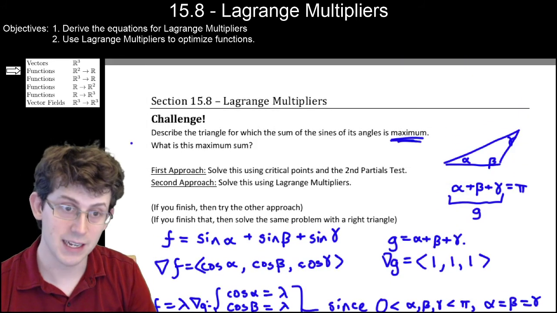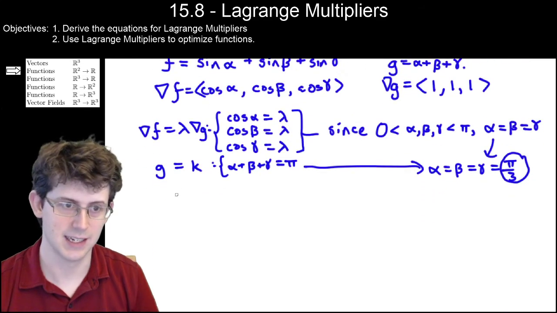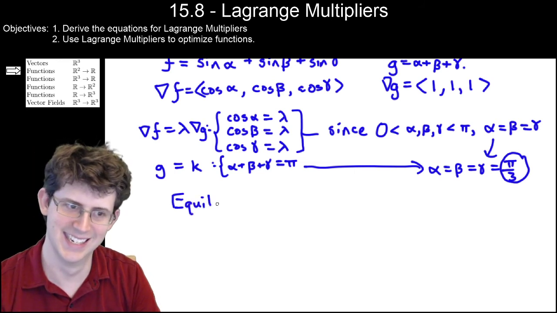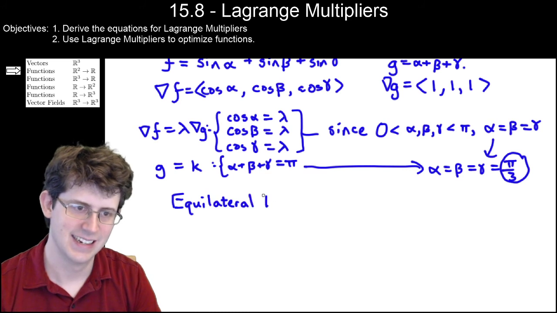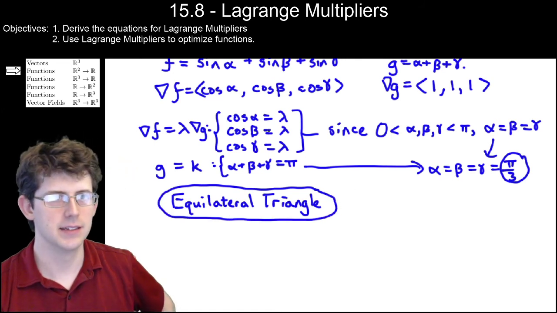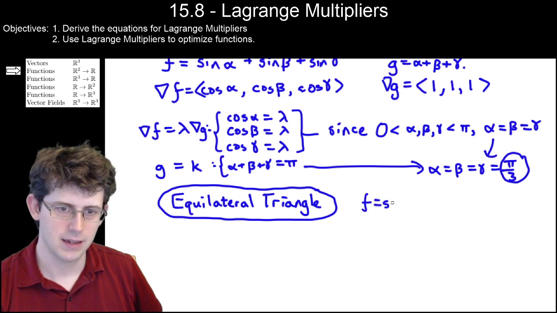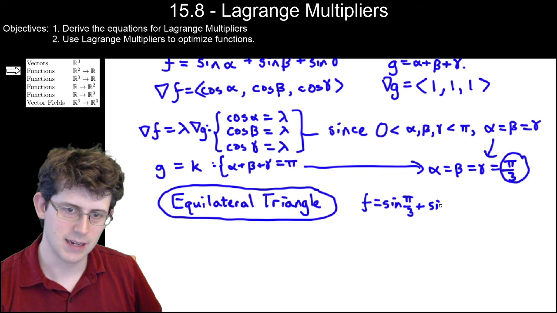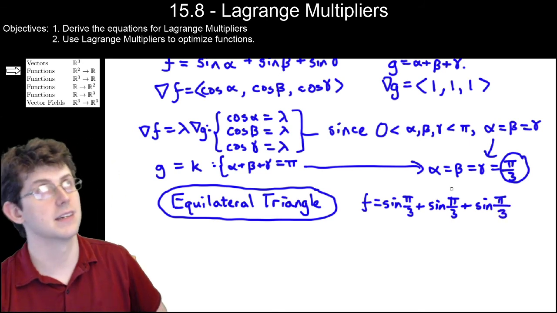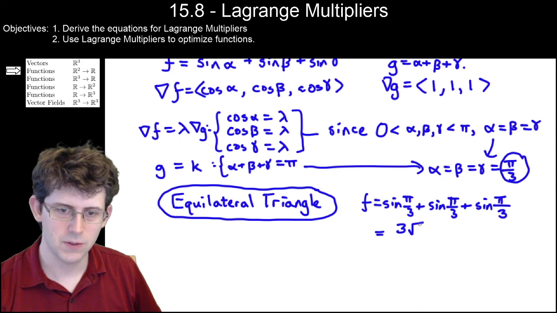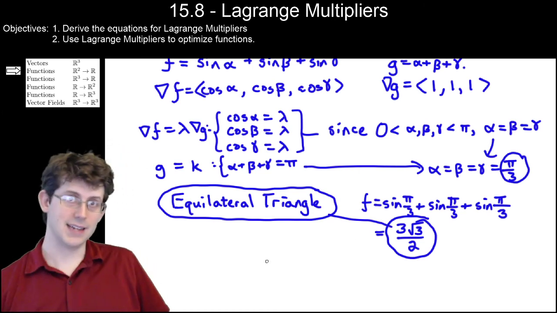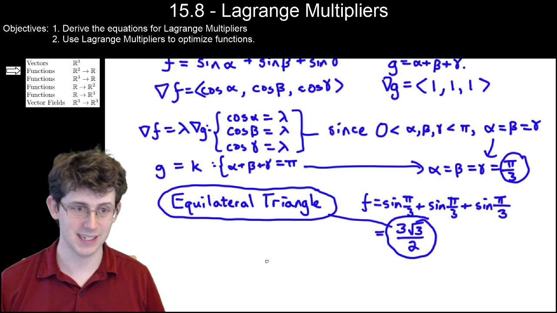So the question says, describe the triangle for which the sum of the sines of the angles is maximum. It's an equilateral triangle, which I just spelled with a W for some reason. So it's an equilateral triangle, and that sum is, well, let's plug it in. Sine pi over 3 plus sine pi over 3 plus sine pi over 3. What is the sine of pi over 3? I guess it's root 3 over 2. So it's 3 root 3 over 2. So the equilateral triangle has the biggest possible sum of sines of its angles, and that sum is 3 root 3 over 2.